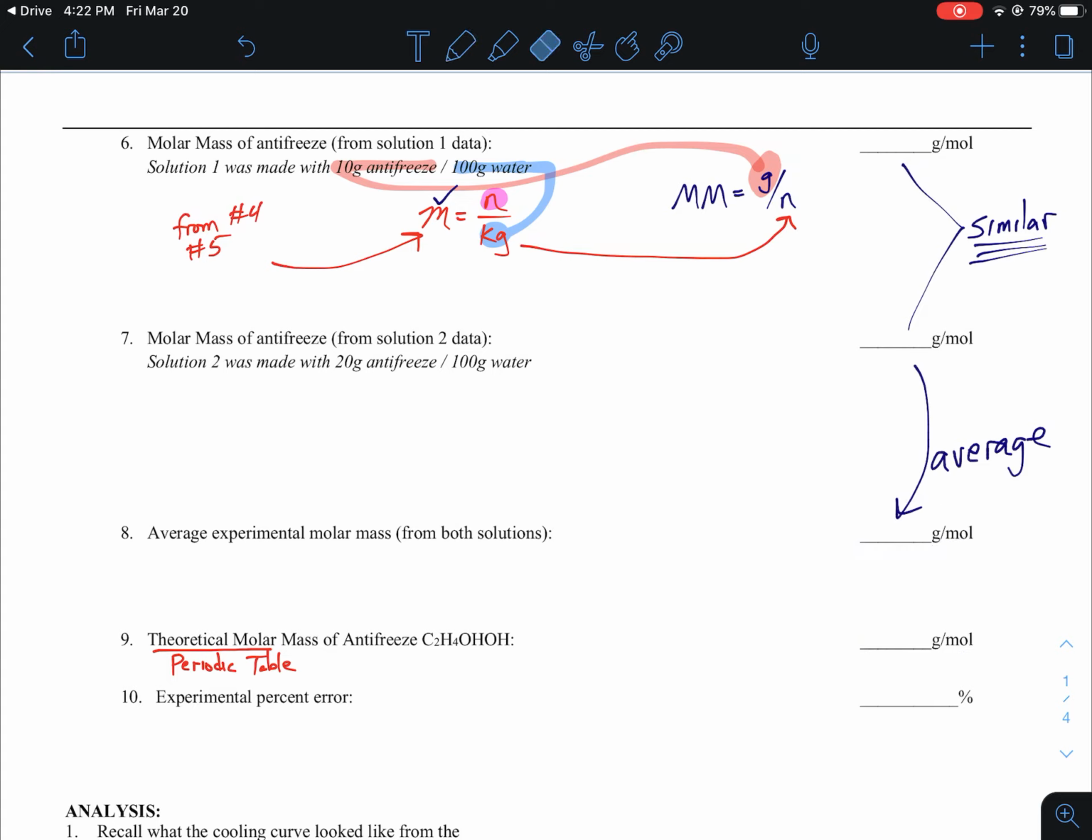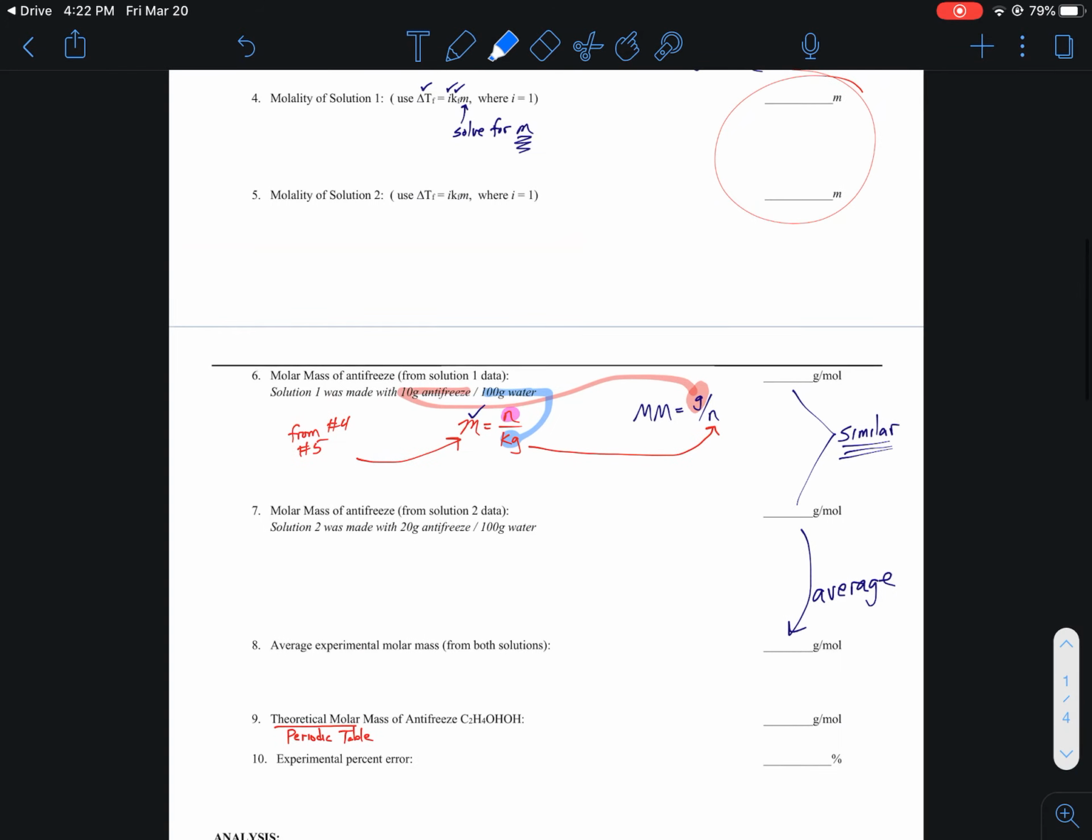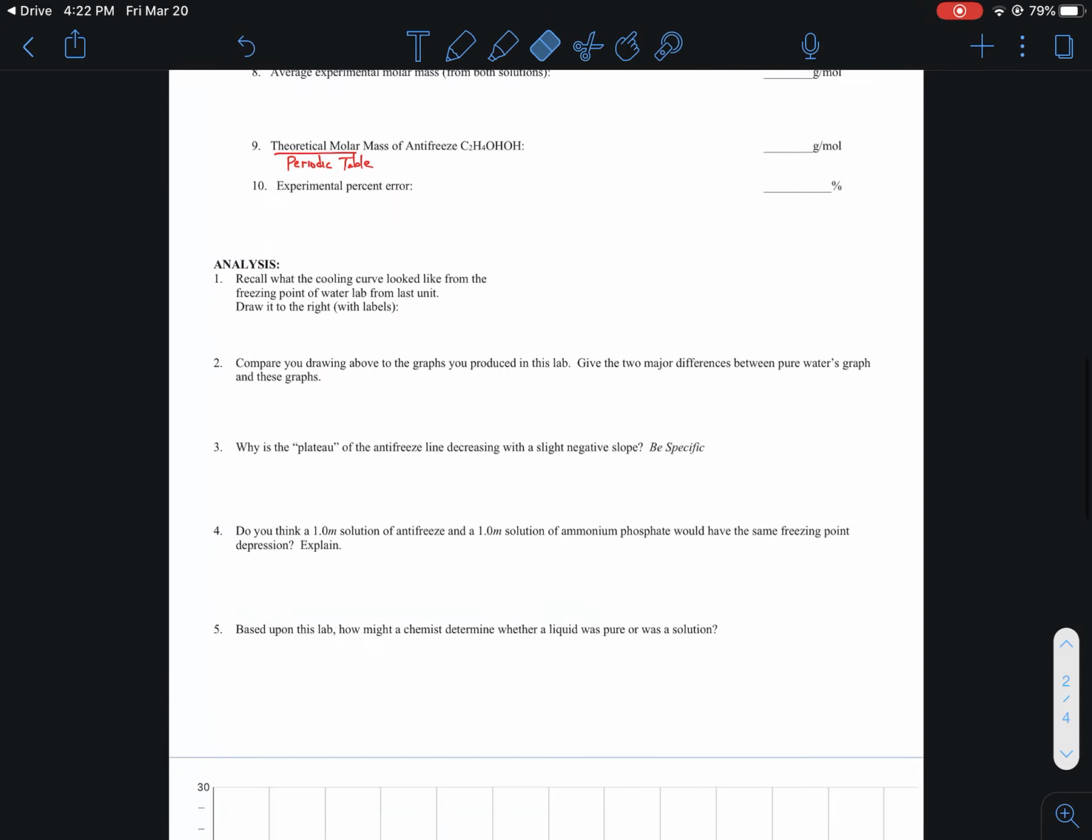Okay, so I want to reiterate that number 9, this one right here, is from the periodic table. Everything else, 1 through 8, those are all from the data in your lab. You should not be using the periodic table at all for that. Okay.